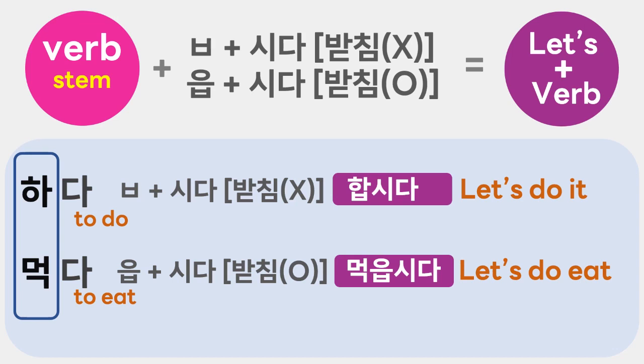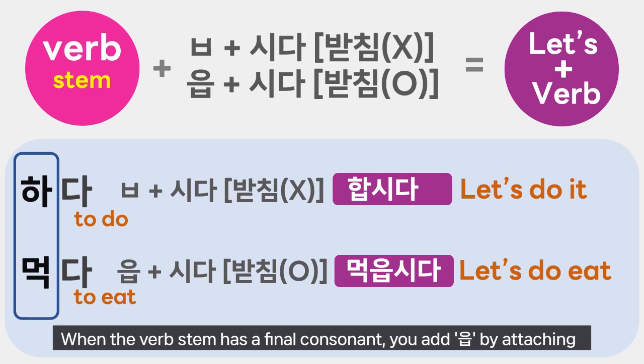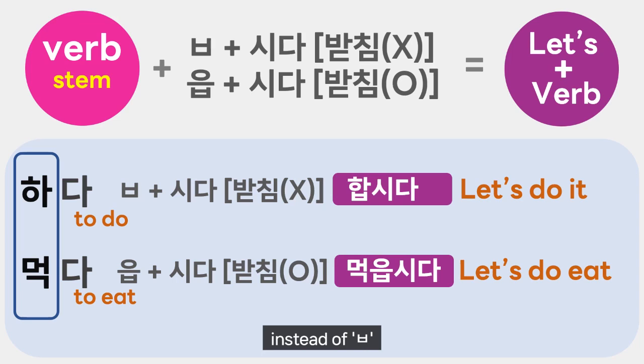하다, To do. 합시다. Let's do it. When the verb stem has a final consonant, you add 읍시다 instead of ㅂ시다. Let's take a look at the example sentence below. 먹다, To eat. 먹읍시다. Let's eat.